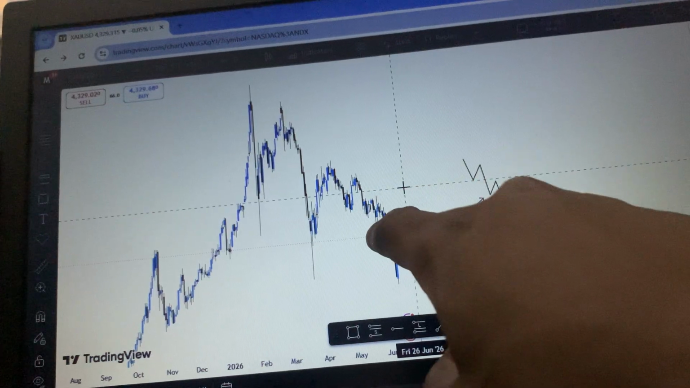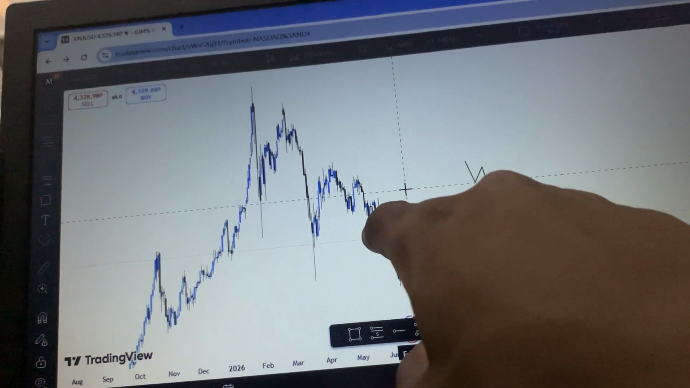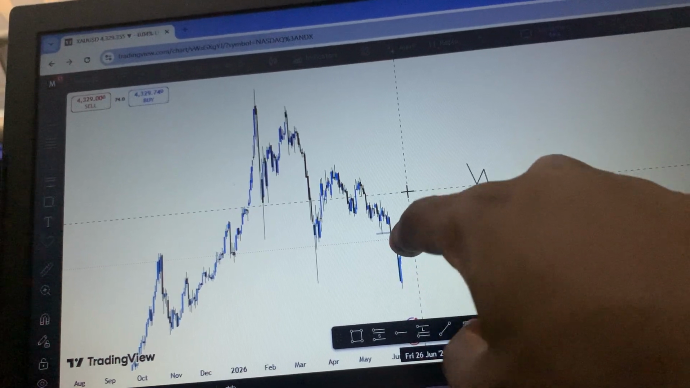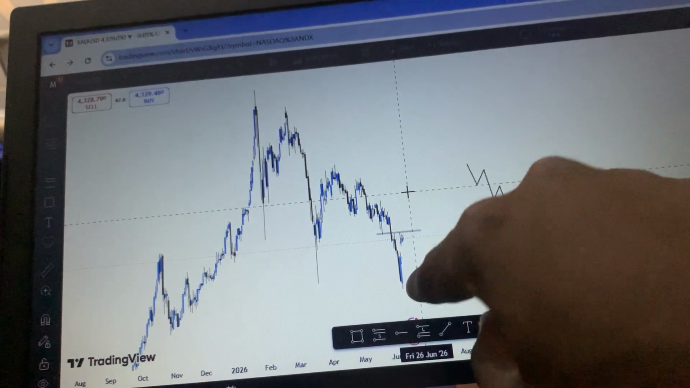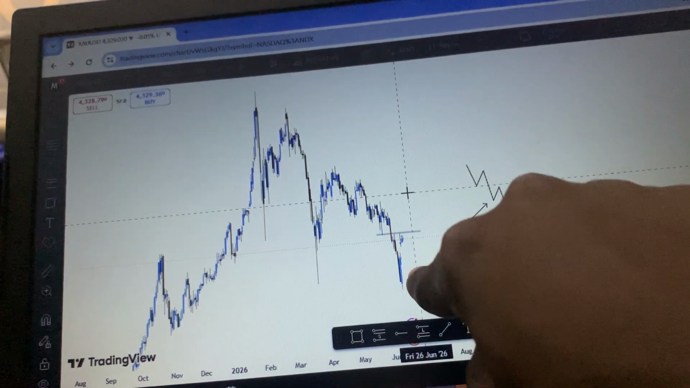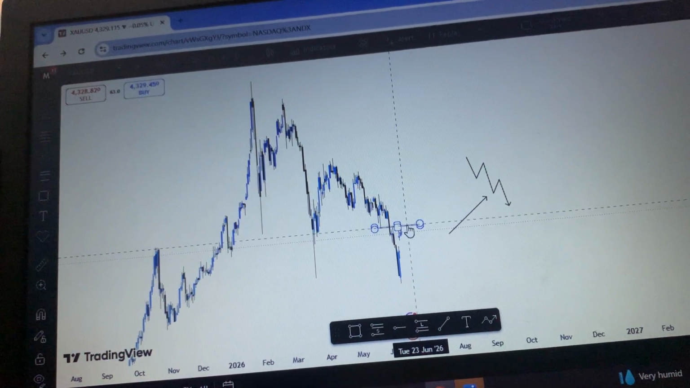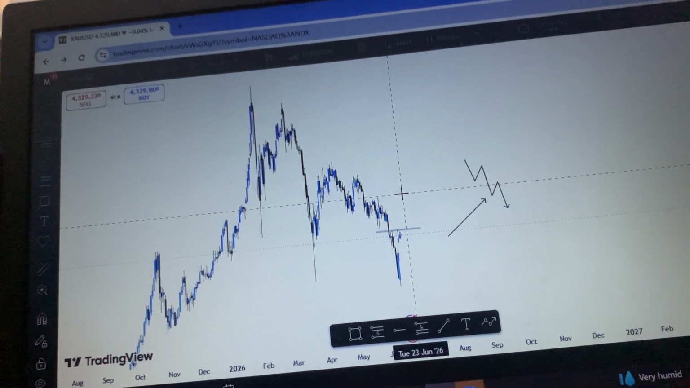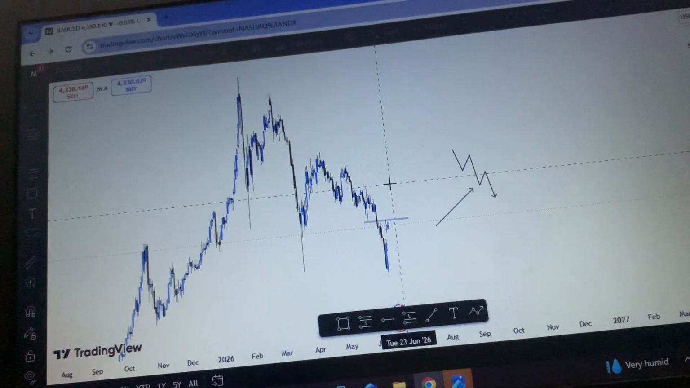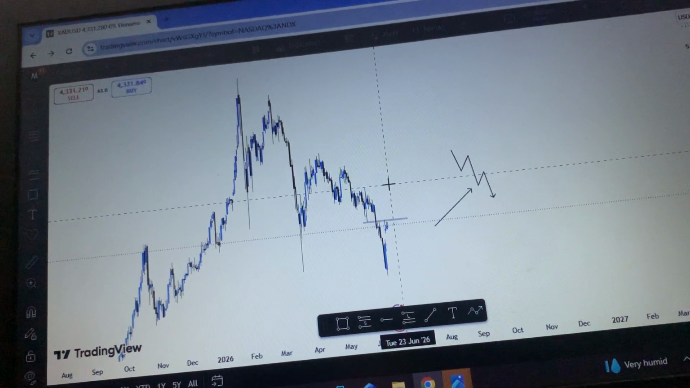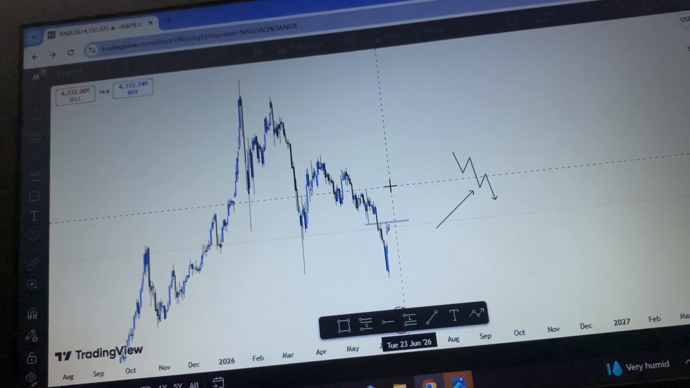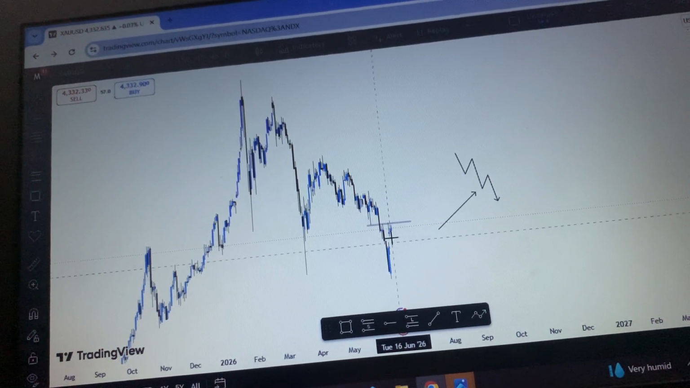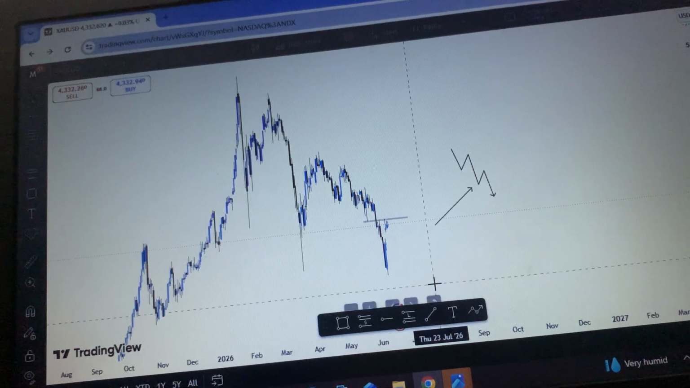This is our zone, which you can call a breaker block or mitigation block. Once the market breaks below, pulls back and then taps our zone, we expect the market to continue pushing to the downside. So this is the daily time frame market structure. Remember, you have to solve each and every time frame. The daily time frame gives us a clear downtrend structure, so we are going to focus only on selling.